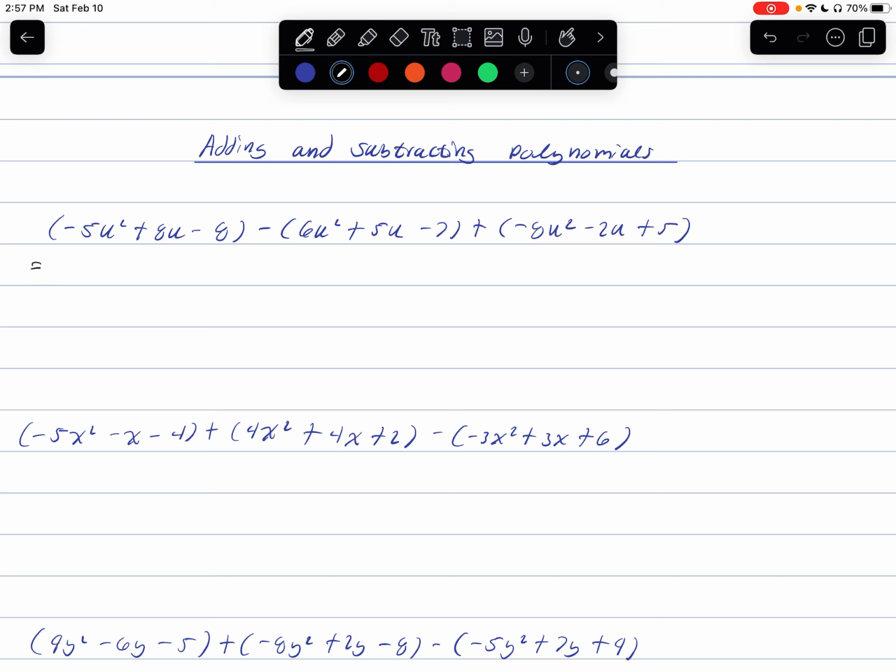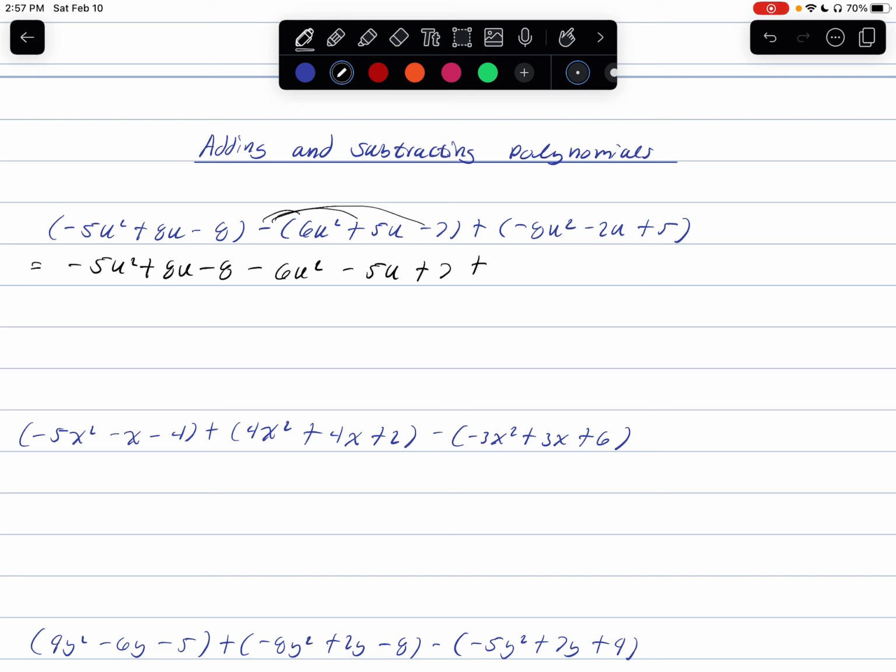So this first one, we can just go ahead and get rid of the parentheses. So we have negative 5u squared plus 8u minus 8. That's fine. And then we're going to subtract 6u squared plus 5u minus 7. So we're going to distribute this negative to each of these terms here. So this will become minus 6u squared, and then we're going to take away 5u, so minus 5u, and then we'll have minus a negative 7. So that will become plus 7. Anytime you subtract a negative number, it's the same as adding that number.